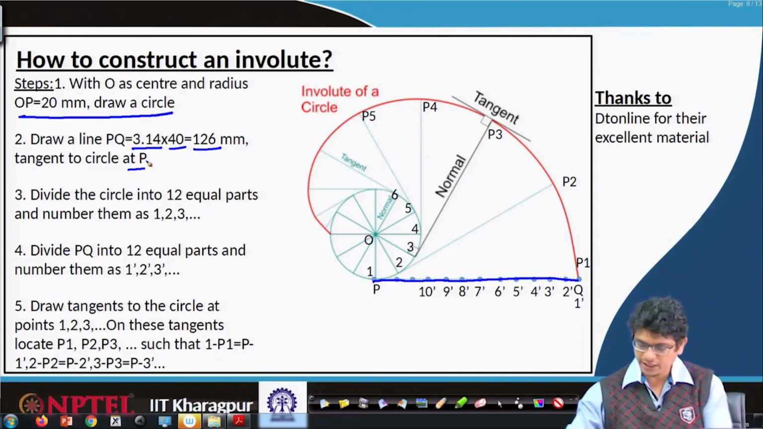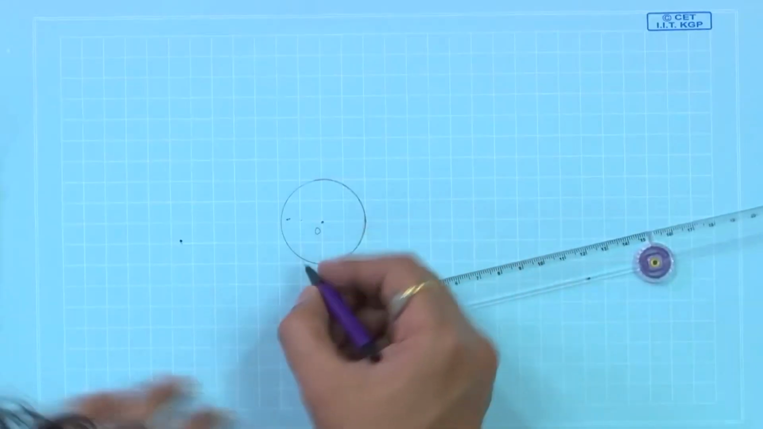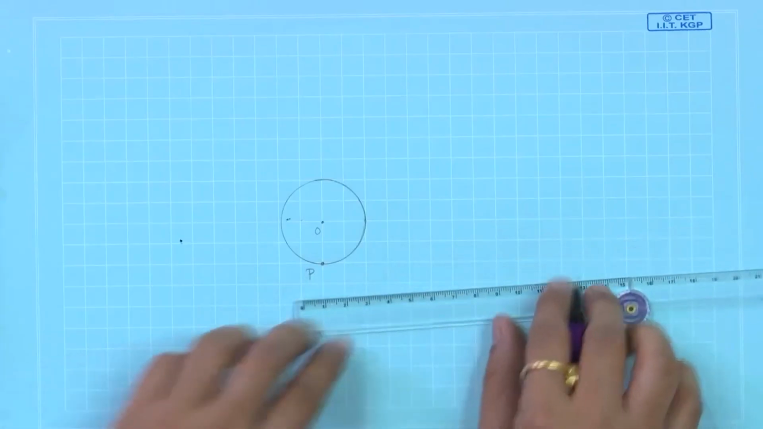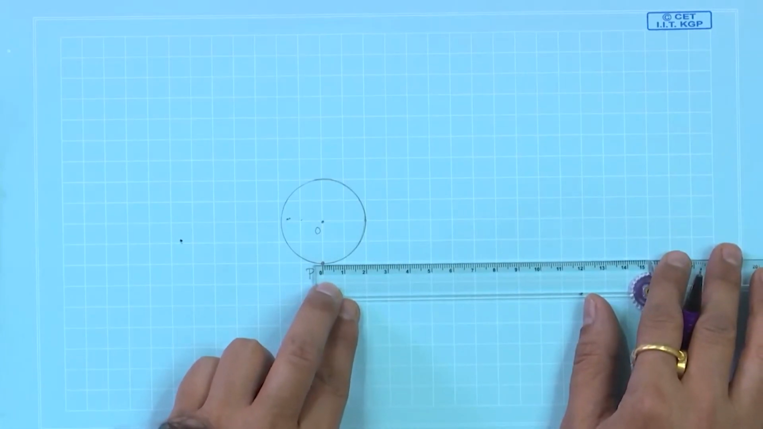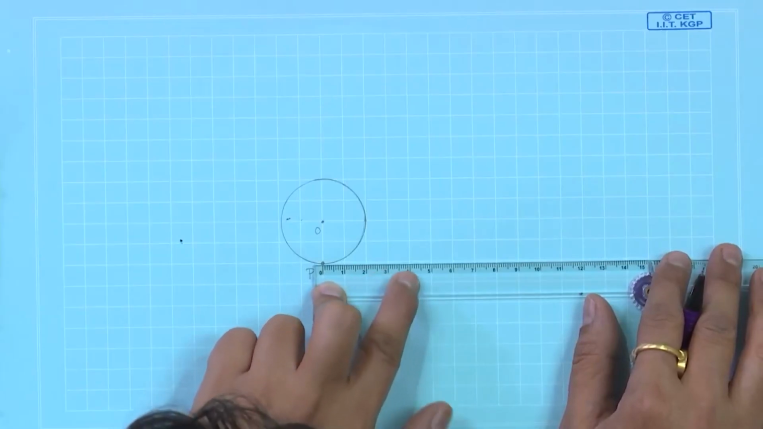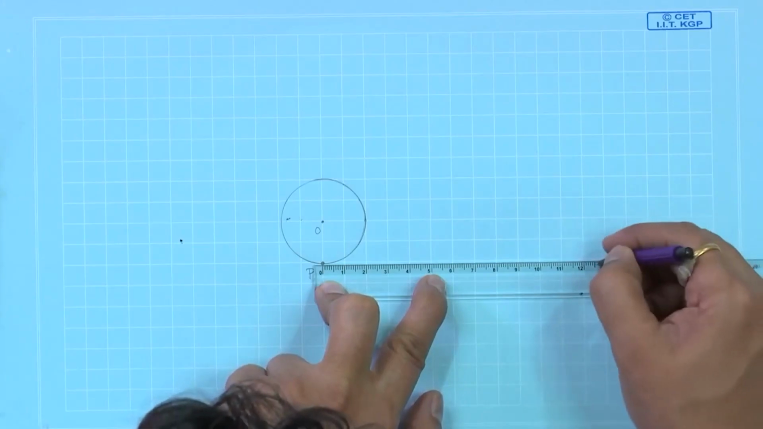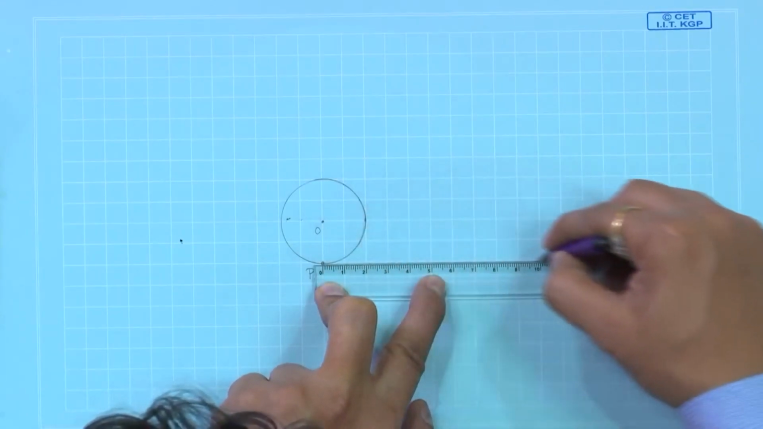So, on the drawing sheet, at the bottom point, this is the point P, let us name it. Locate 126 mm somewhere here. So, draw a line.